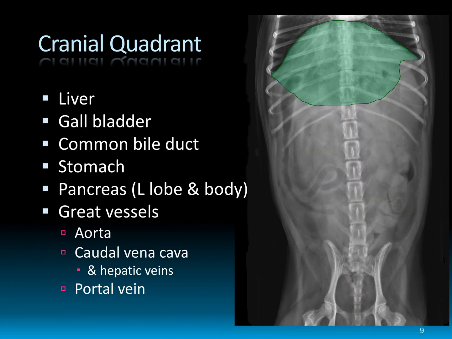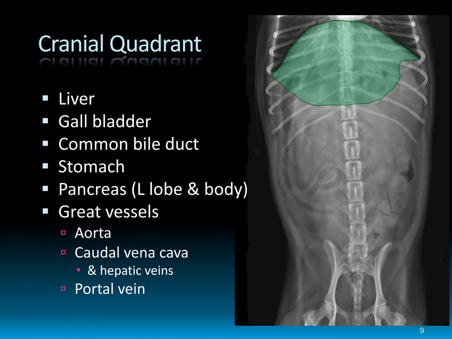So you really have to remember who lives in all these quadrants, and not only who we normally see, but what organs we may not see unless they're abnormal. In the cranial quadrant, liver and gallbladder really dominate. The common bile duct is in there, and you should certainly look for that in any patient. The stomach sits just caudal to the liver. The left lobe and the body of the pancreas are just caudal to the stomach, and you should be able to at least find the area of those. You may or may not see the pancreas in any given patient.